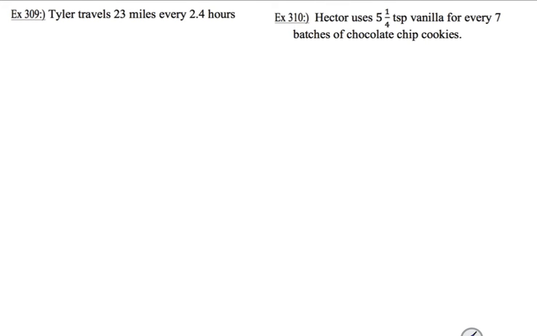Tyler travels 23 miles every 2.4 days. 23 divided by 2.4 is 9.583 repeating. Miles per day.